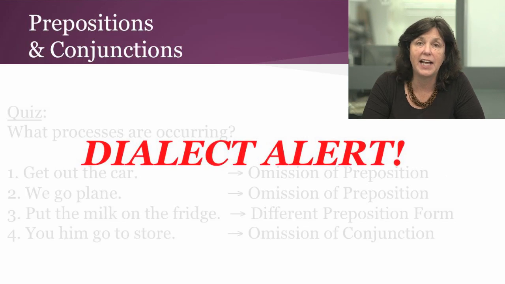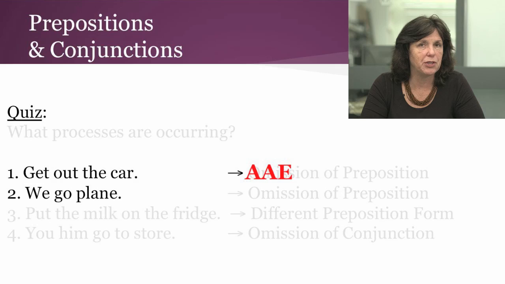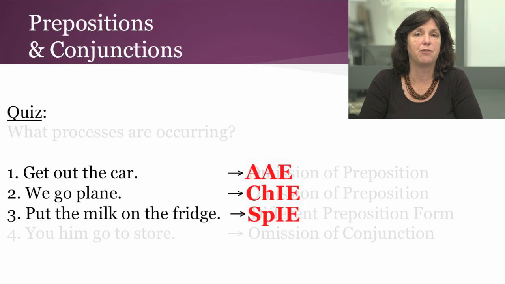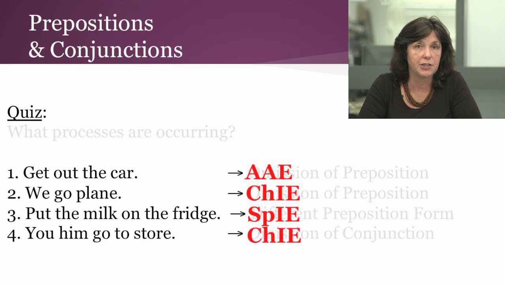We have a dialect alert. In what dialect might we see this variety of preposition omission? "Get out the car." This could be seen in African American English. What about this variety of preposition omission? "We go plane." This can be seen in Chinese-influenced English. How about this variety of different preposition form? "Put the milk on the fridge." We might see this in Spanish-influenced English. And finally, omission of conjunctions. In what dialect might we see this? We might see this in Chinese-influenced English.